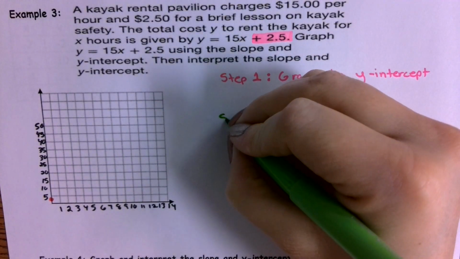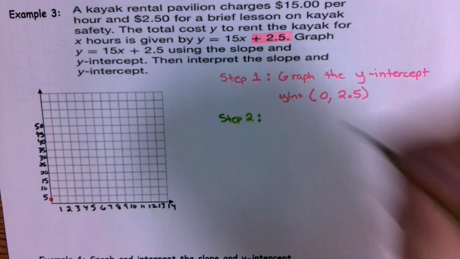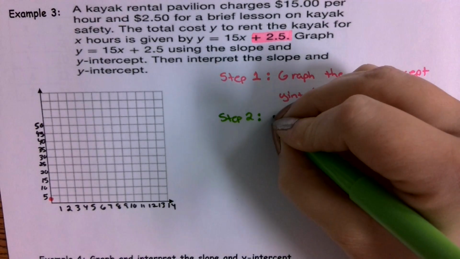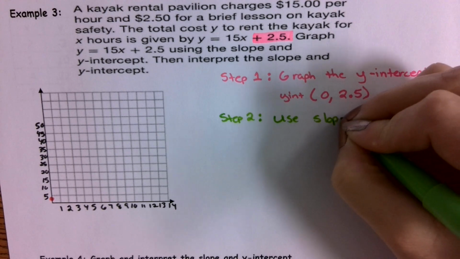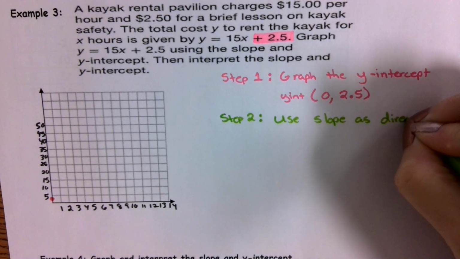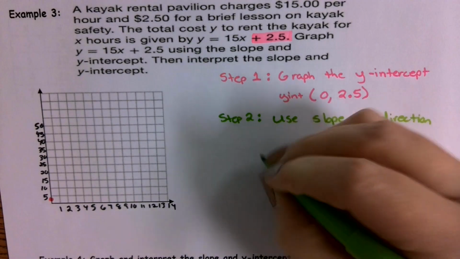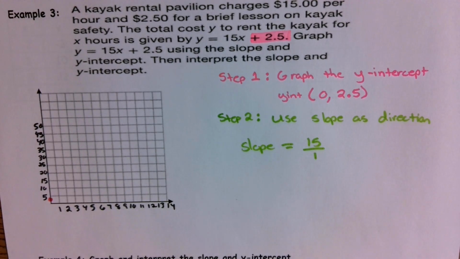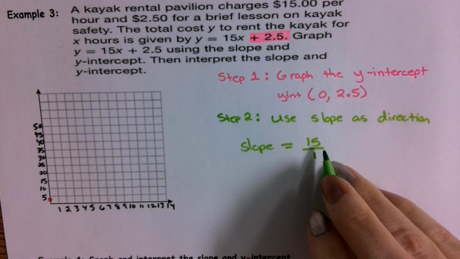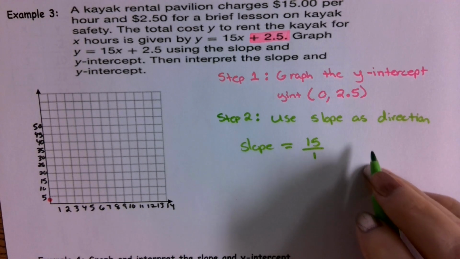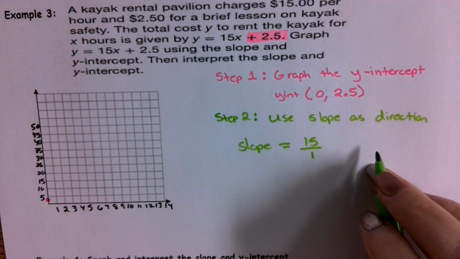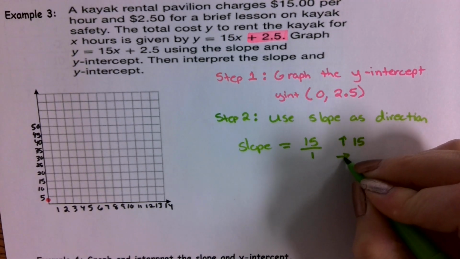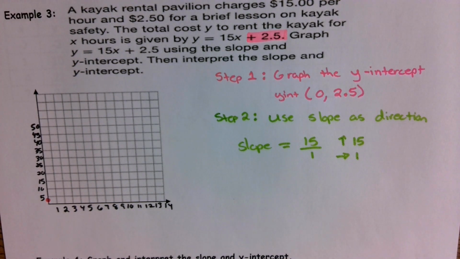Step 2, remember I told you guys that slope can be used as like a GPS. It's a direction system. You're going to use the slope as direction. So when I say that the slope is 15, that's another way of saying 15 over 1. What direction does that mean I'm going to go? If it's a positive 15 over a positive 1, what direction am I going? Up 15, and then to the right 1. I'm going to go up 15 and to the right 1.